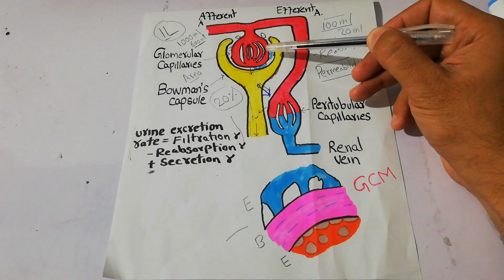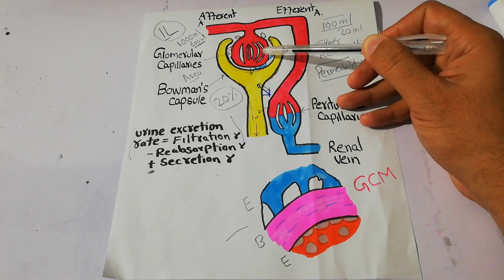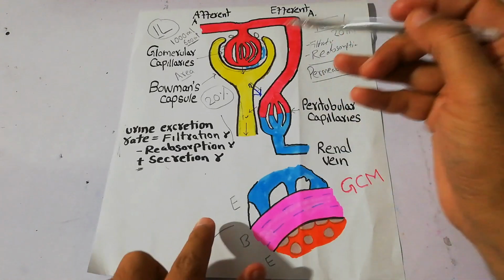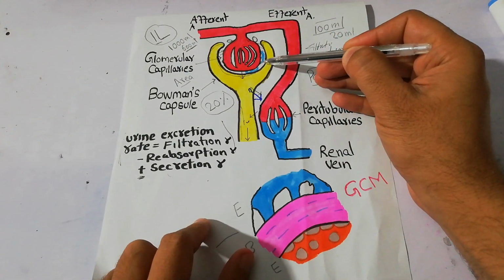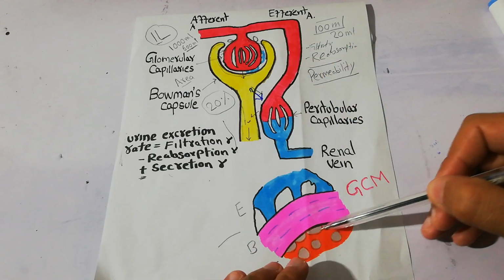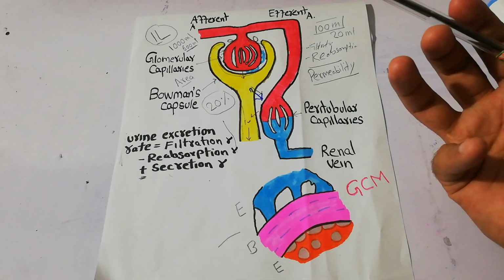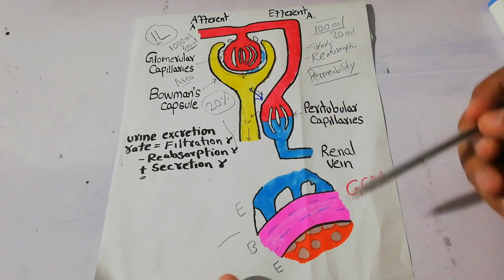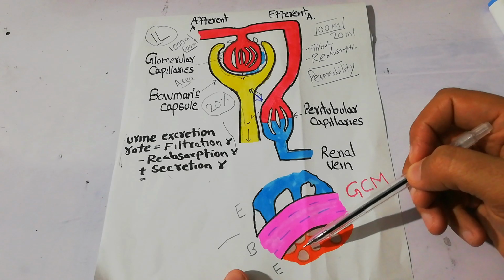If we start discussing the glomerular capillary membrane from inside towards outside, from the inner side towards the outer side, the innermost layer of the glomerular capillary membrane is the endothelium. In every capillary in the human body there is an endothelium. Similarly, in the glomerulus there is a layer of endothelium.